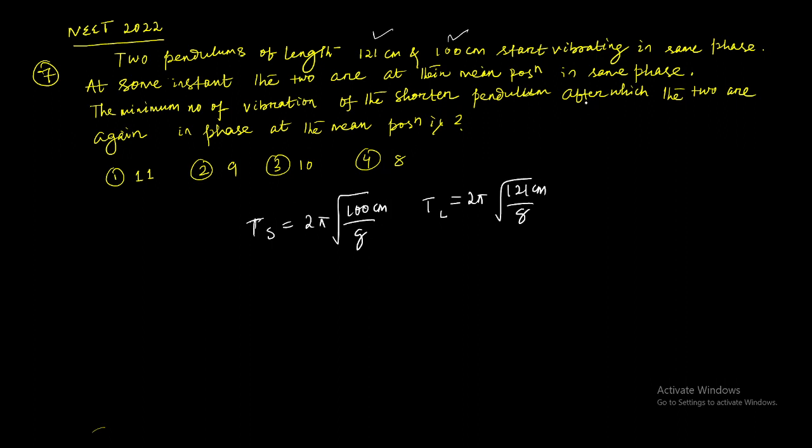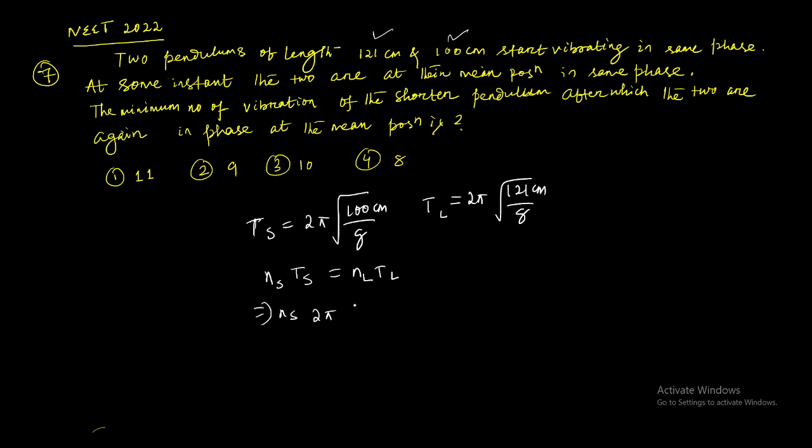But if you read this question, they are asking for the minimum number of vibrations of the shorter pendulum after which the two are again in the same phase. So let's say n_s, I am taking n_s, is the number of vibrations after which both are in the same phase. So n_s T_s equals n_L T_L, right? n_L is the number of vibrations done by the longer pendulum, right?